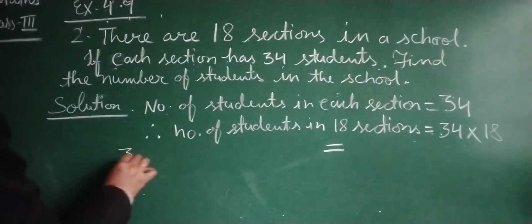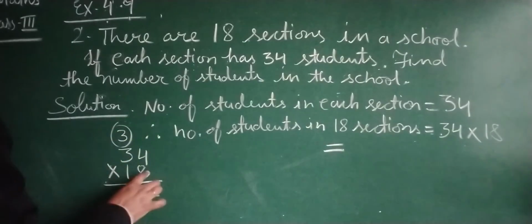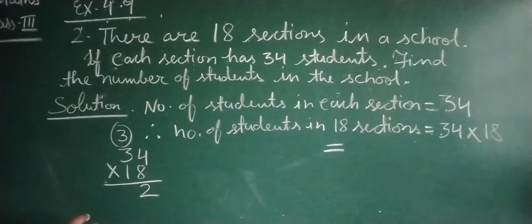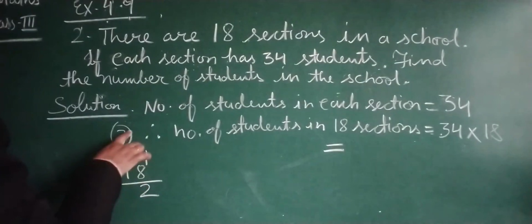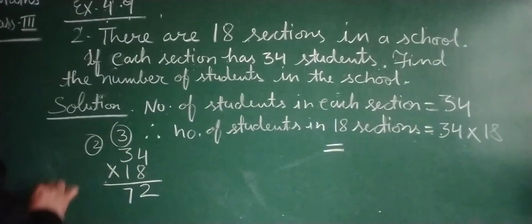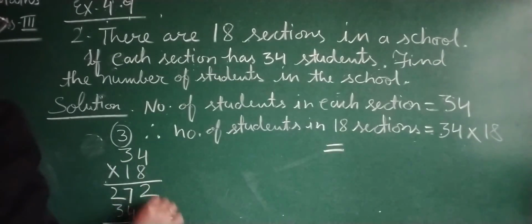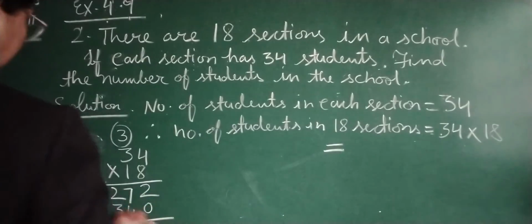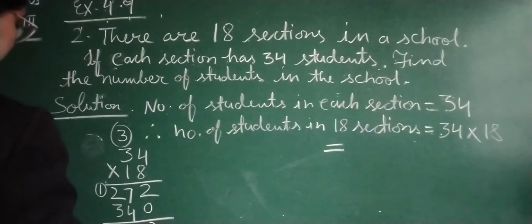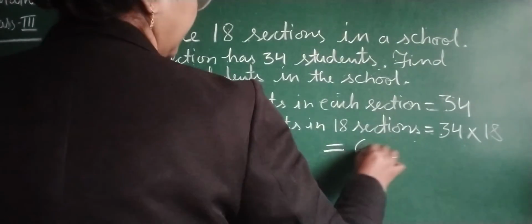Okay, now children, we will multiply first. Eight fours are 32. 3 is carryover. Now 8 ones are 8, 8 twos are 16, 8 threes are 24. 24 and 3, 25, 26, 27. So 7 and 2 again carryover. Now 1 fours are 4, 1 threes are 3. So 2, 7, 4, 11, 1 is carryover, 2, 3, 5 and 1 is 6. Okay, so 612. So total number of students in 18 sections, 612 students.